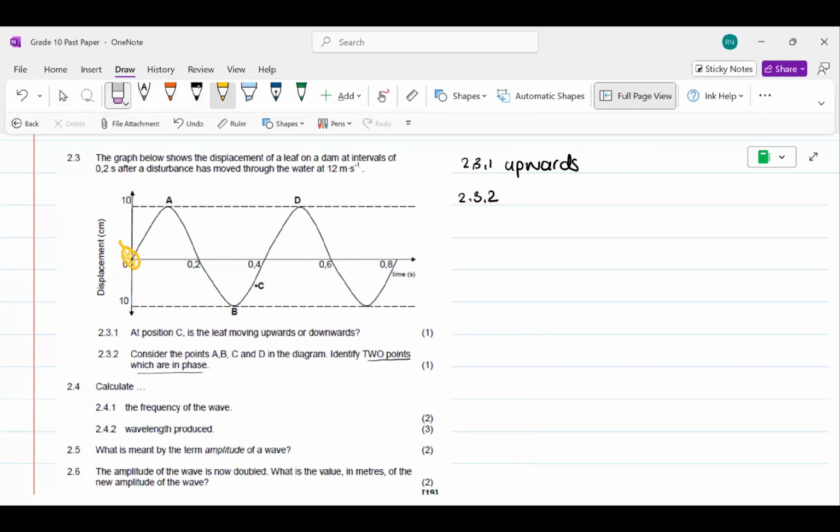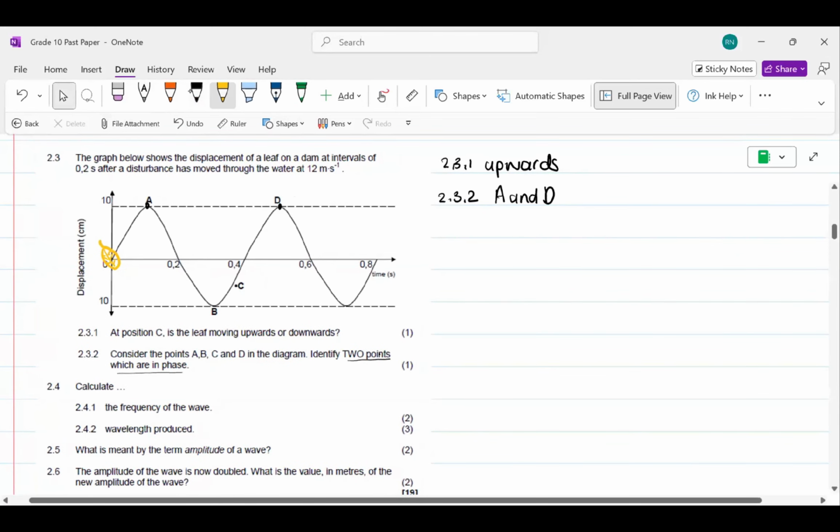That's perfect. Okay, cool. So we can see that they're both at the top of the crests of their respective waves. And so that's more than enough sign to tell us that they are in phase. Perfect. So A and D. Perfect. Okay. Then the next question says, calculate the frequency of the wave.